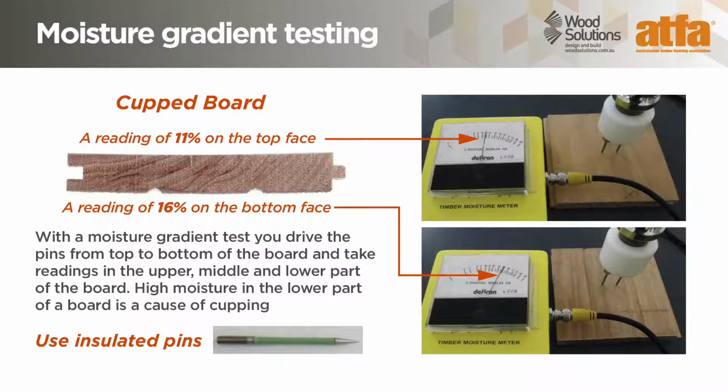The previous slide effectively illustrates moisture gradient testing. With a moisture gradient test, the pins are driven from top to bottom of the board and readings taken in the upper, middle and lower part of the board. High moisture in the lower part of a board is a cause of greater swelling to the bottom of the board, which results in cupping.